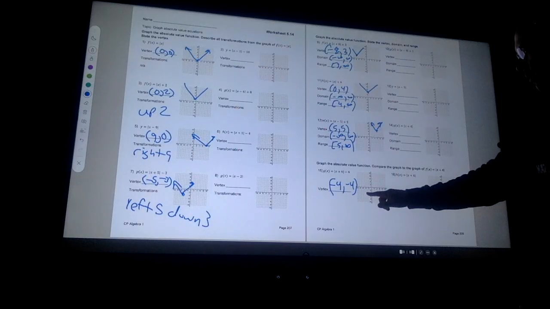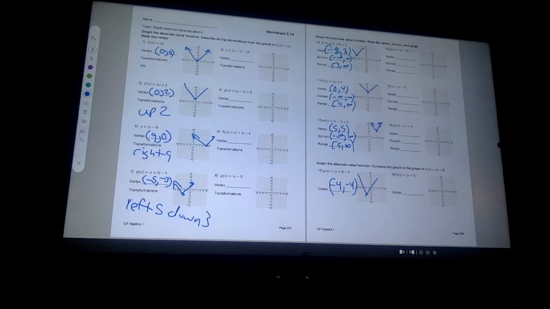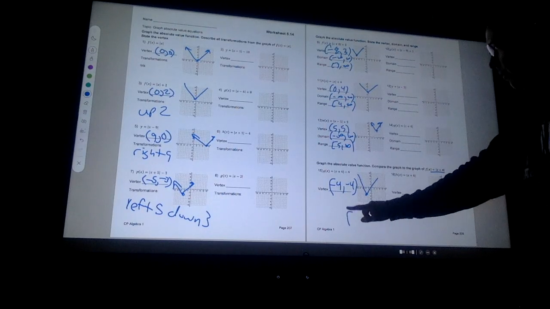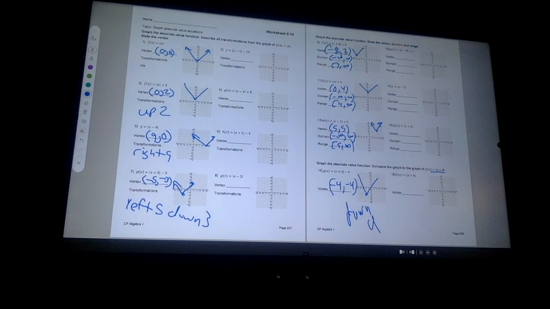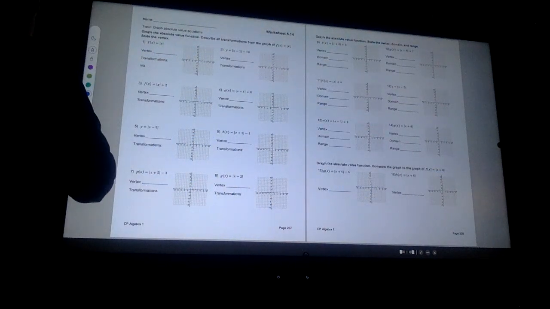So negative 4 down here. Open it up. And so if we compared this to the graph of x plus 4, this would have gone down 4. Okay? You might have all the problems to do, so make sure you ask your teacher if you missed something.